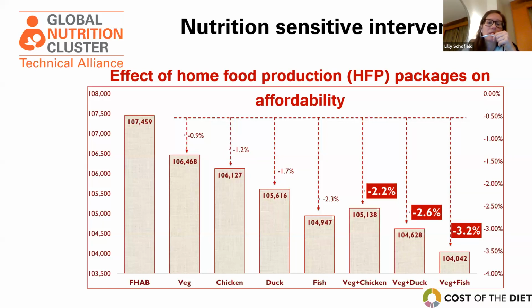What we did was we modeled the impact on the cost of the diet, based on our yield information of how much the households could produce, both individually as interventions and then as a combination or package. And you could see that it didn't have a massive impact on the cost of the diet overall, bringing it down by between 2 and 3%. So while it was a useful intervention in some ways, because the yields were quite small compared to the needs of the household, it didn't have a massive impact on the affordability.